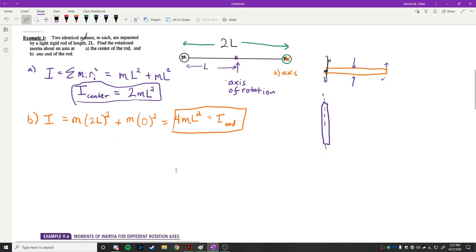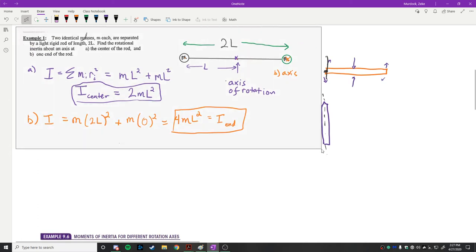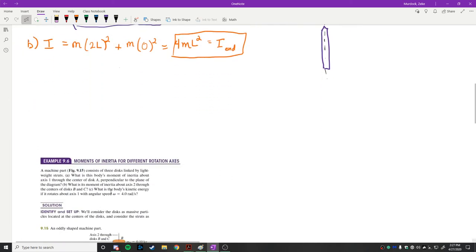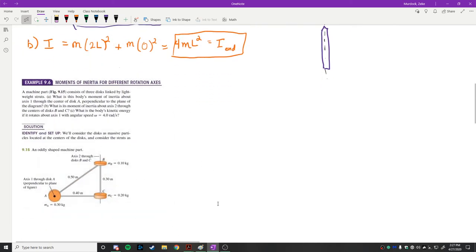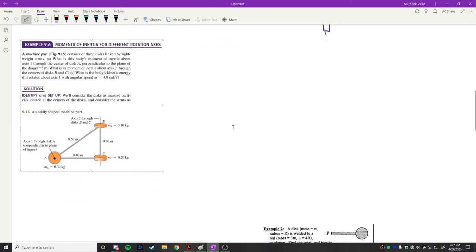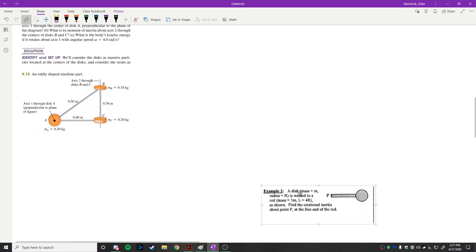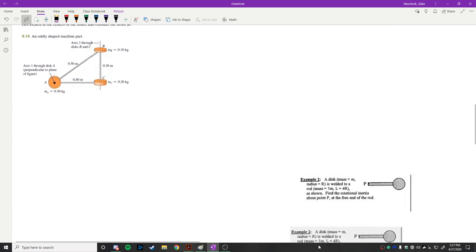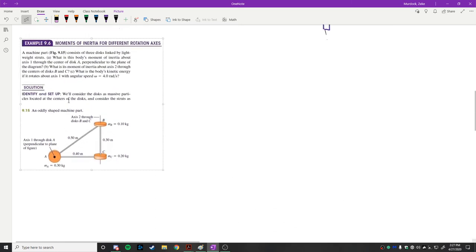All right, cool. So let's do a calculation where we have some numbers too. This is a little bit more advanced. That's this one right here: moments of inertia for different rotation axes. This is from your textbook, example 9.6. A machine part consists of three discs linked by lightweight struts. This is our picture.